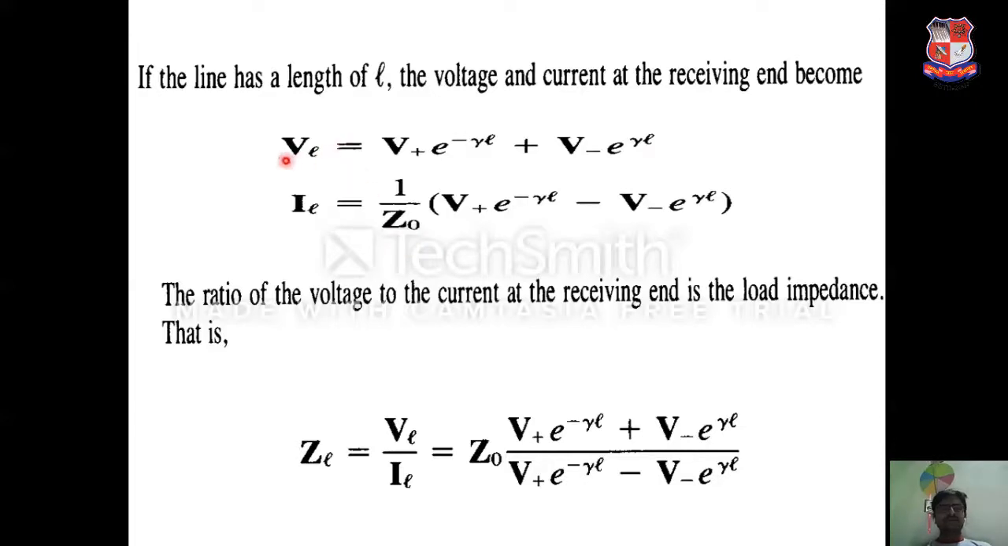If I now take the ratio of VL and IL, I get the value of ZL, which is VL divided by IL. So this is equal to Z0 into V plus into e raised to minus gamma L plus V minus into e raised to plus gamma L, and in the denominator there is a change in sign only, as we see in this equation of I. Why is the sign changed here? Because the direction of current is changed, but in voltage it is not, because voltage is stable on the load as well as the source side.